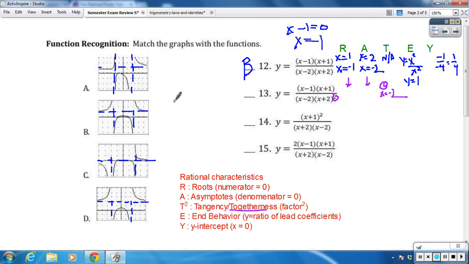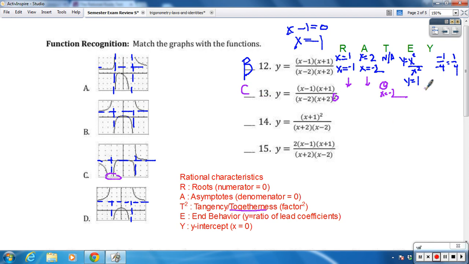So if I come over here to my asymptotes, I can see that at A, my asymptotes at -2 are going in opposite directions. That is not together. B, they're going in opposite directions. C, they are together. And then at D, they're going in opposite directions. So that means that C has to be my correct answer.